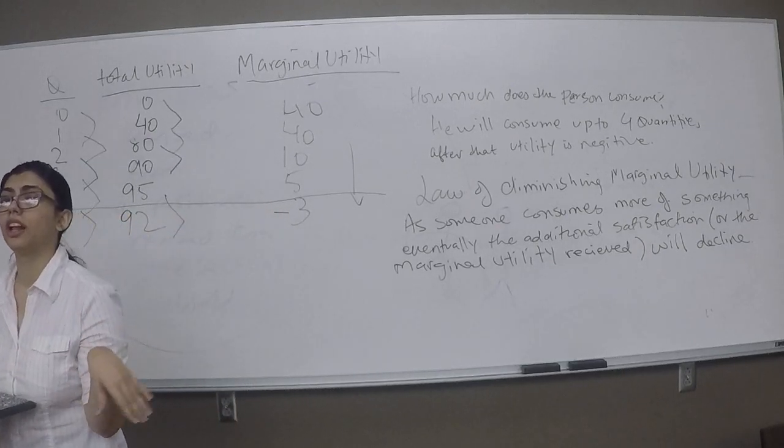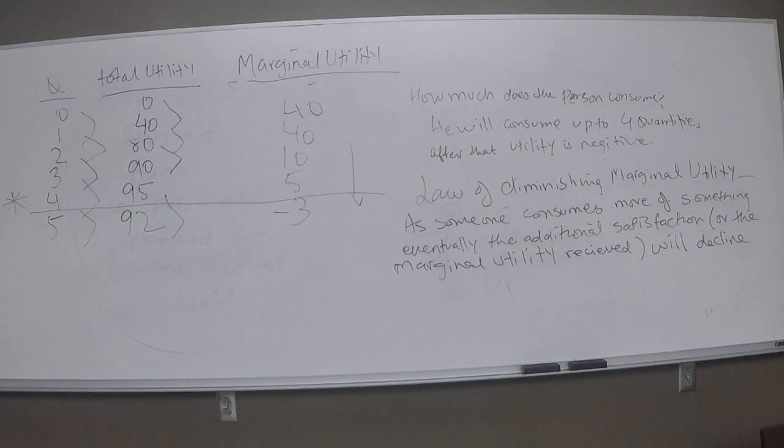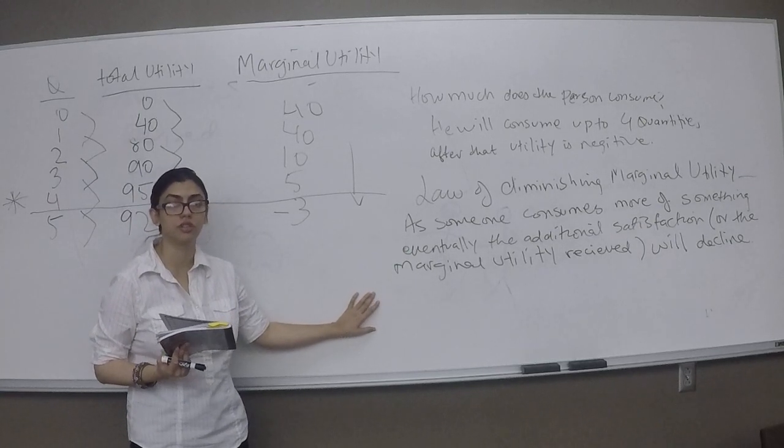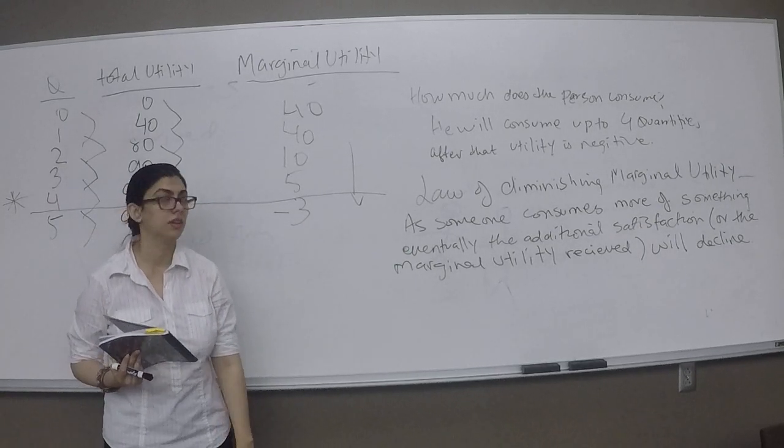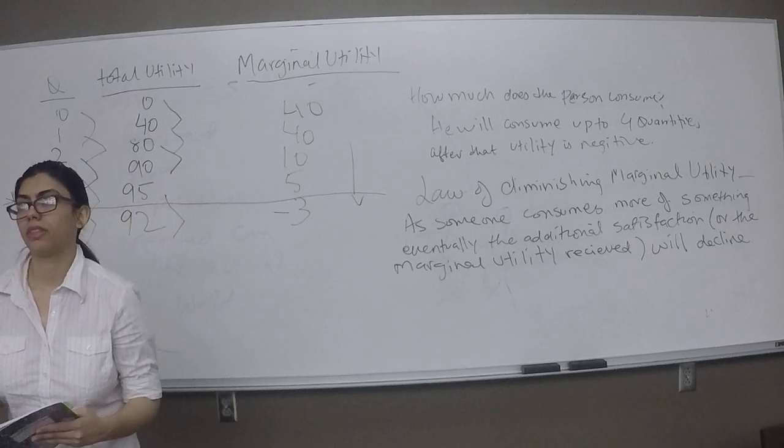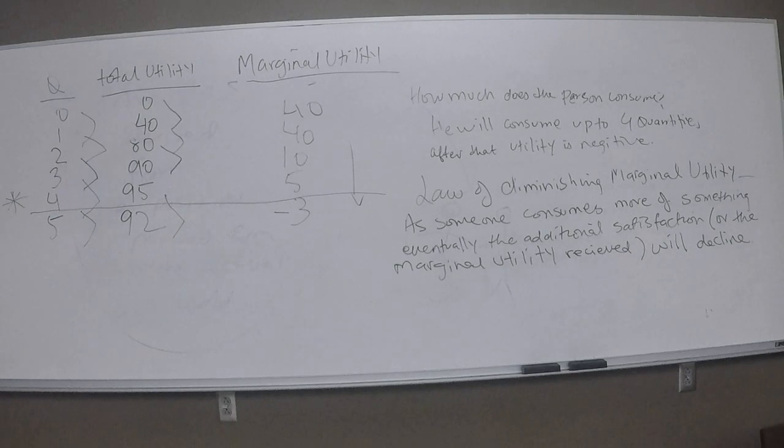This is like keeping everything else constant. If somebody is an alcoholic, it doesn't matter how much alcohol he consumes, he's addicted to it, so that's something different. That's a factor that's not included here; we're assuming that everything else is normal. So in normal human behavior, as humans consume more and more of something, the additional utility or additional satisfaction they get from consuming that starts to decline.